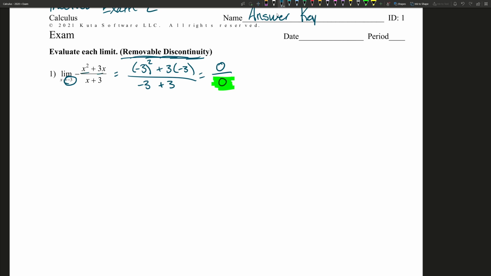So if we factor out an x, we get the limit as x approaches -3 of x times (x plus 3) over (x plus 3). In this way, x plus 3 is a common factor, so those can cancel. That's just 1, and we're left with the limit as x approaches -3 of just x. Then we try plugging in our limit again, and we just get -3.